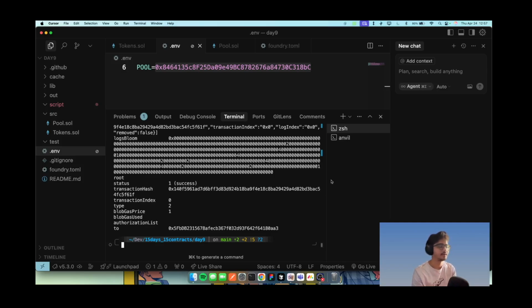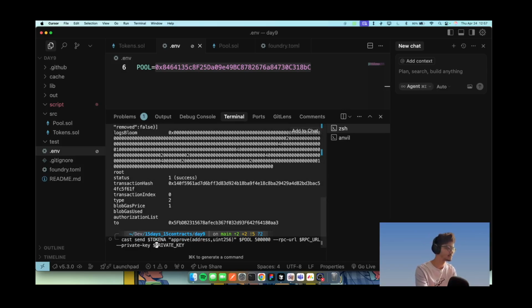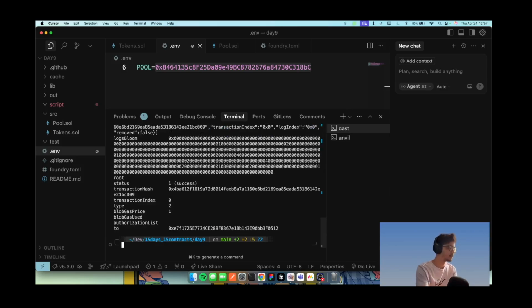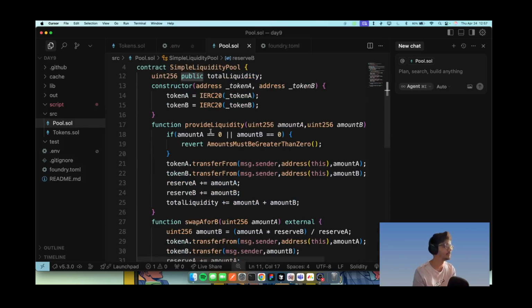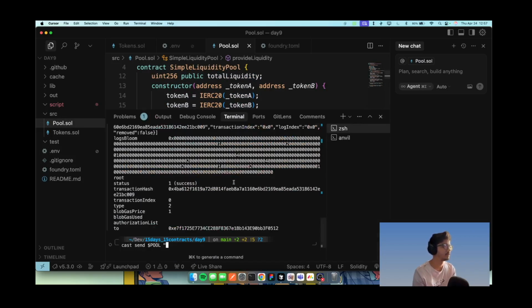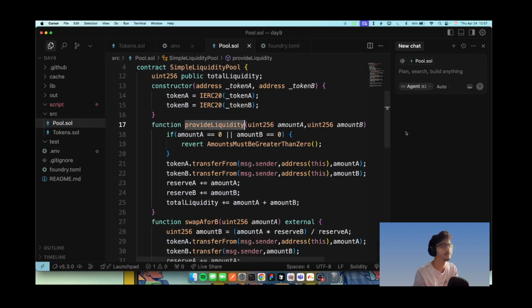Yeah, and then let's call the same transaction for token B. Then we'll be able to provide liquidity. So both the tokens are approved now, and now let's call the pool address. Cast send $pool, and we are going to call the function for providing liquidity. Provide liquidity. Now we need amount A, amount B here.